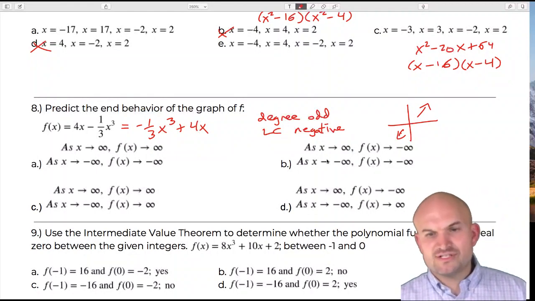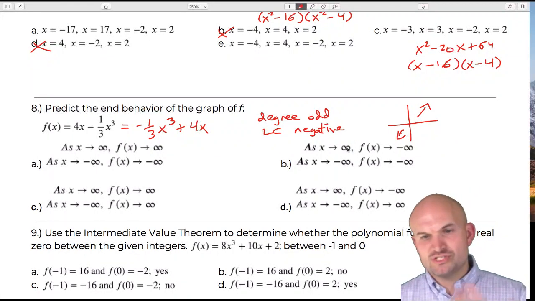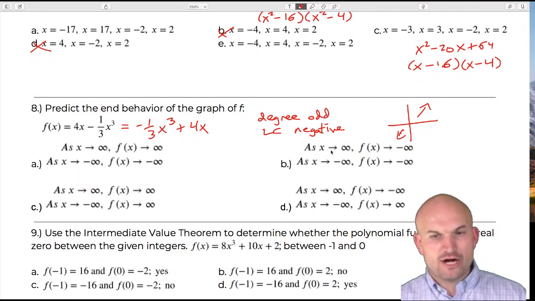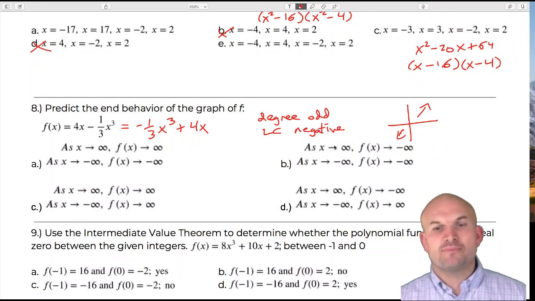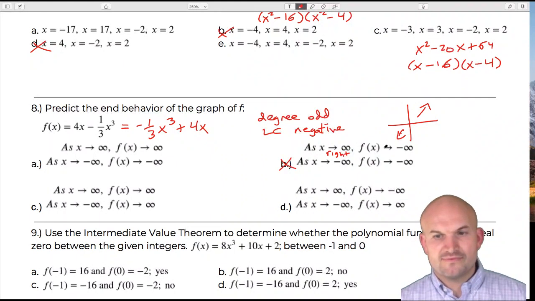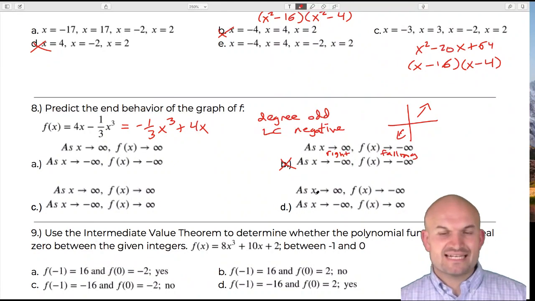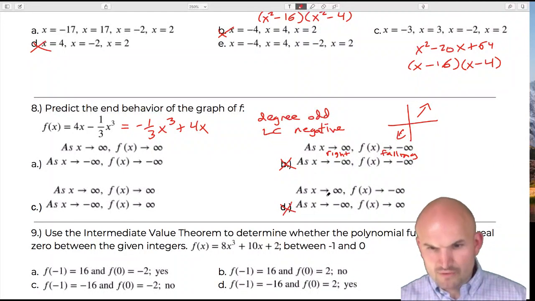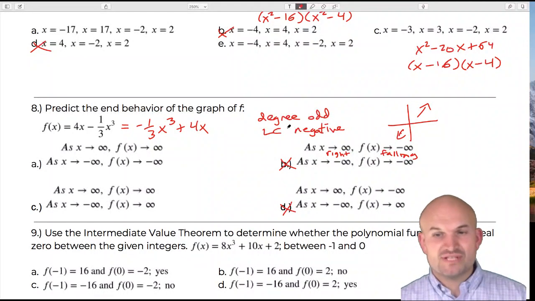So again, we have to understand what "as x approaches infinity" means. As x, this arrow means approach. So as x approaches infinity, that means going to the right, it's falling, right? f of x is approaching negative infinity, so that's not it. So as x goes to the right, that means falling. D is not the answer. Oh, wait, that's to the right. Oh, I'm sorry, I'm doing this end behavior wrong. Oops.